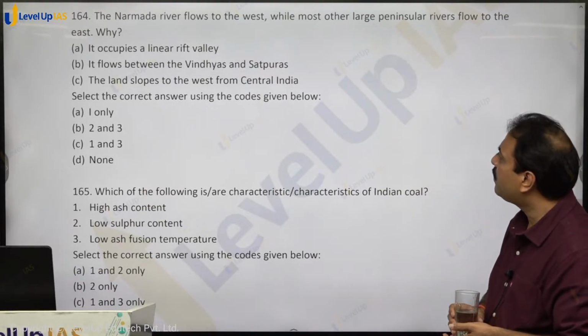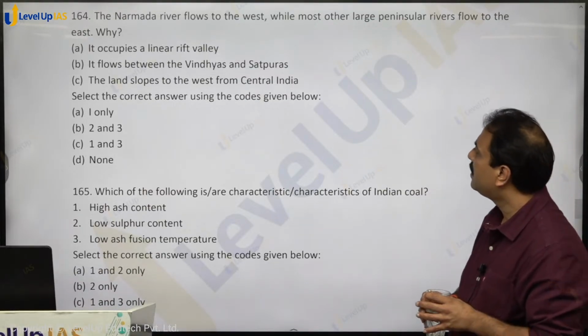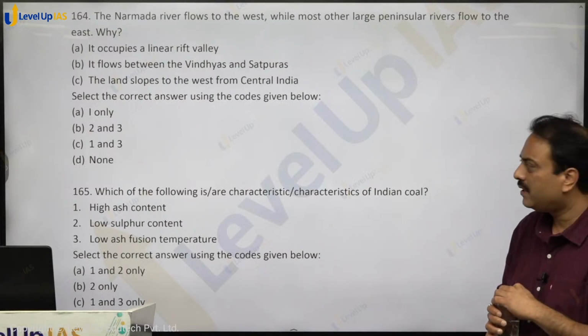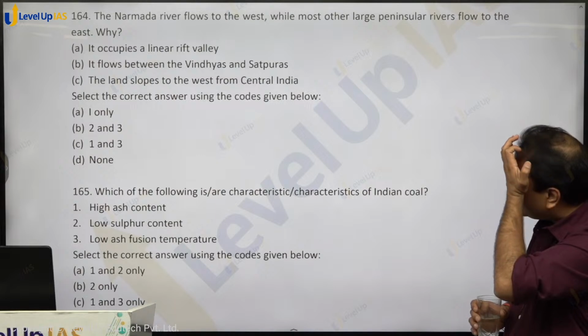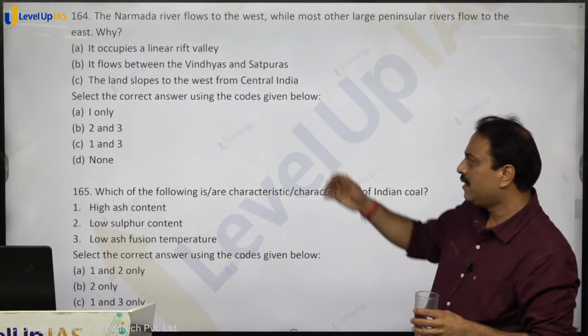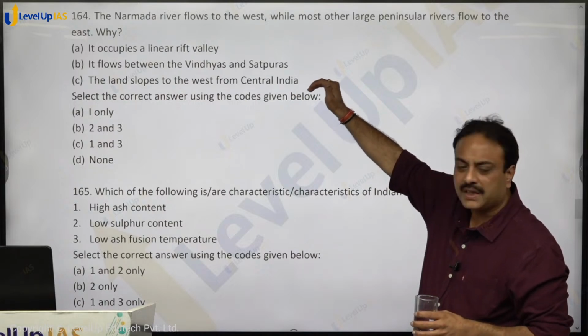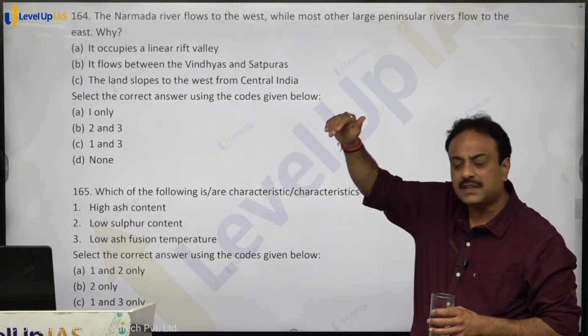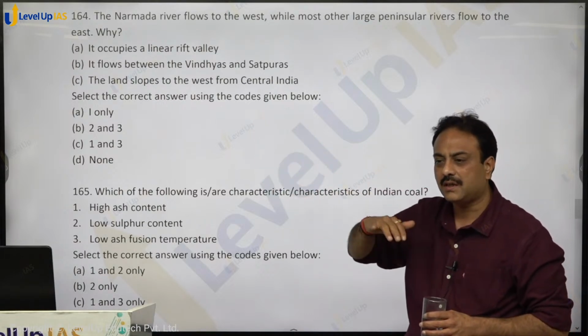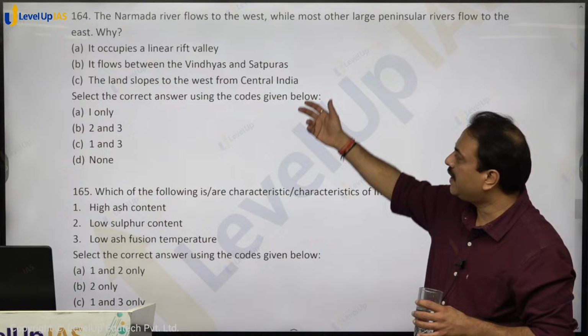The Narmada river flows to the west, while most other large peninsular rivers flow to the east. Why? It occupies a linear rift valley. It flows between Vindhyas and Satpura. The land slopes to the west from central India. That is not correct, because land slopes from west to east, not from east to west. So it is a wrong one.